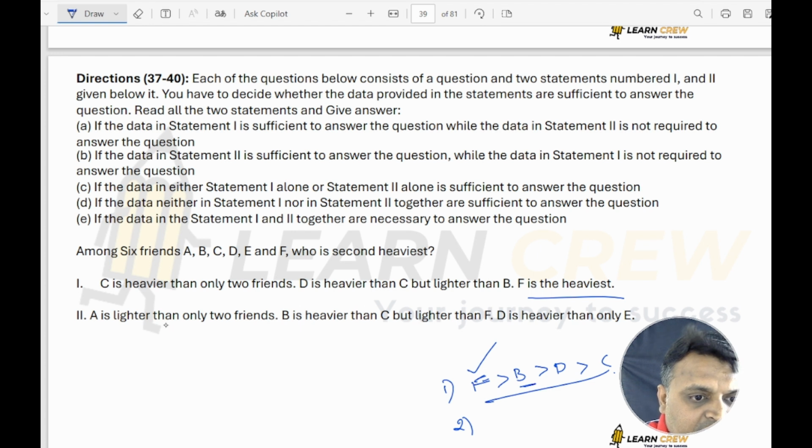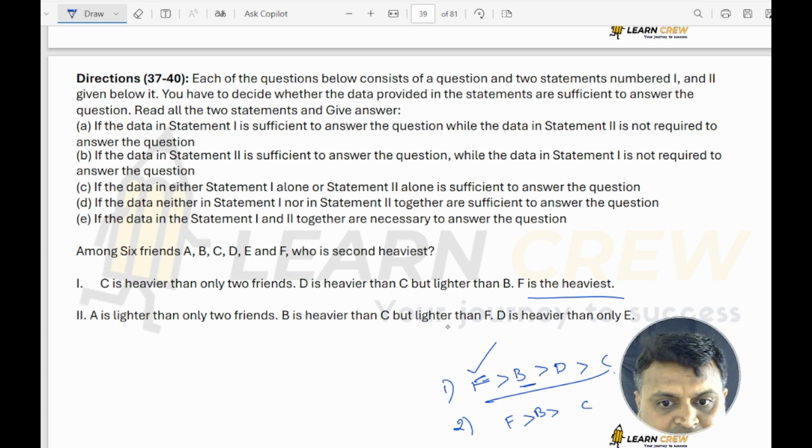A is lighter than only 2 friends. Next, B is heavier than C but lighter than F. So B is lighter than F, so F is heavier than B.